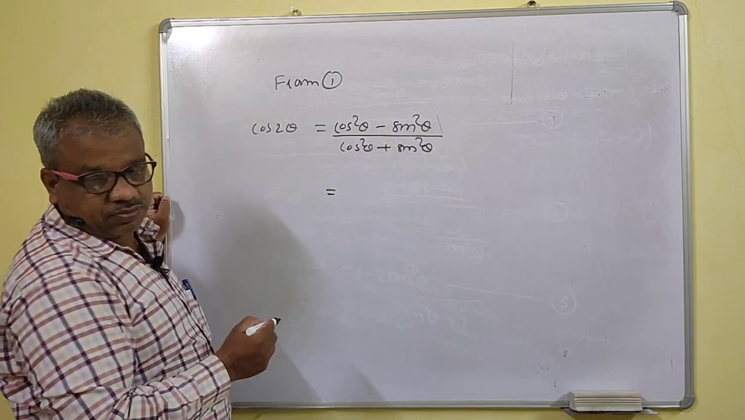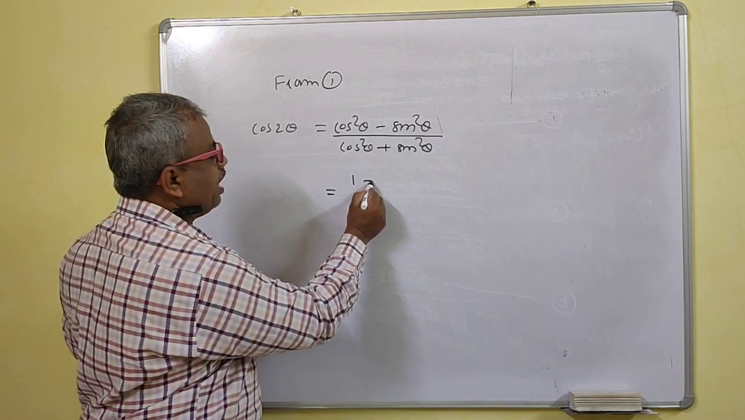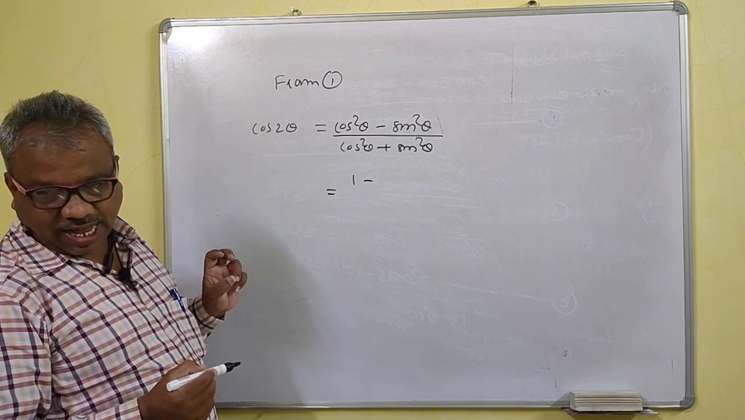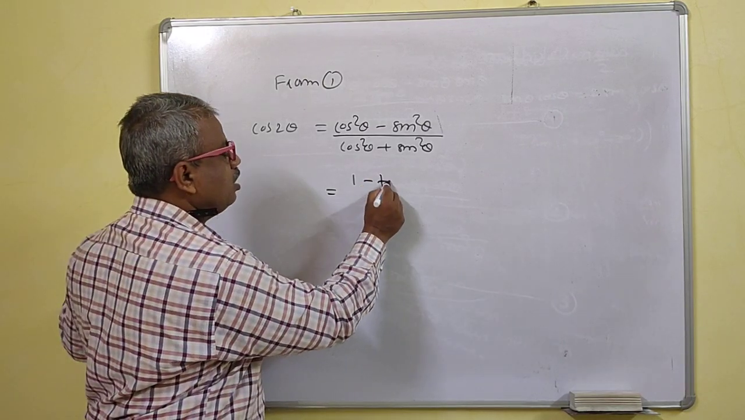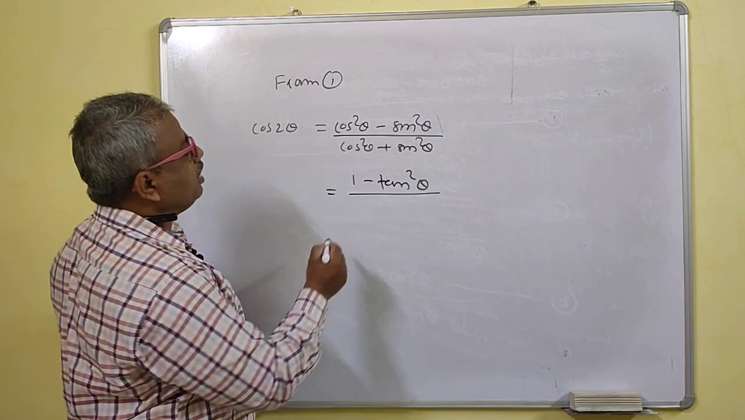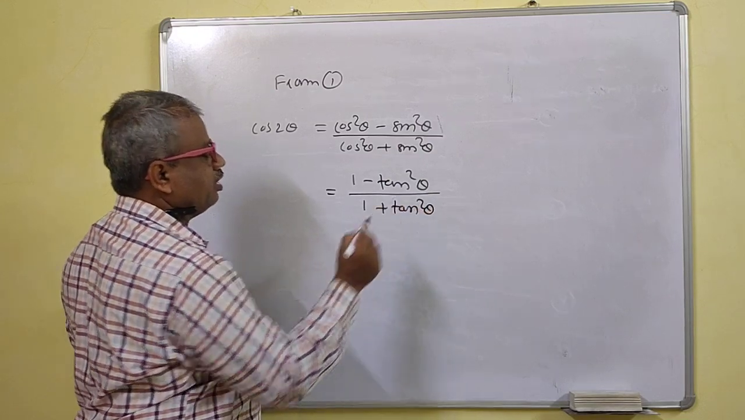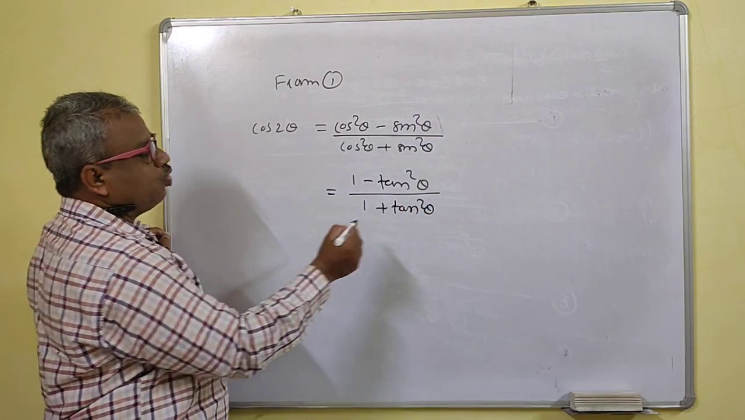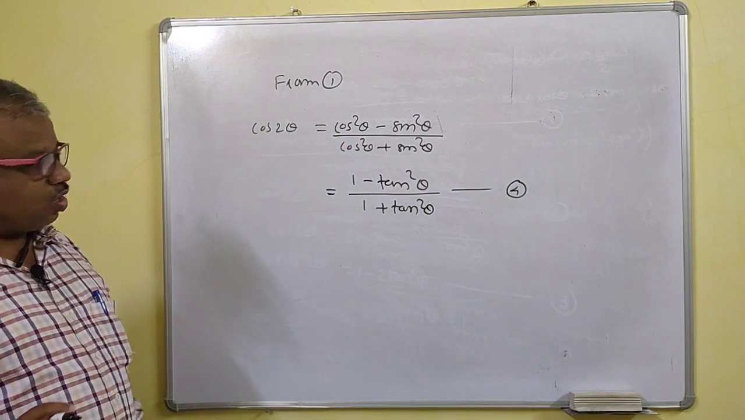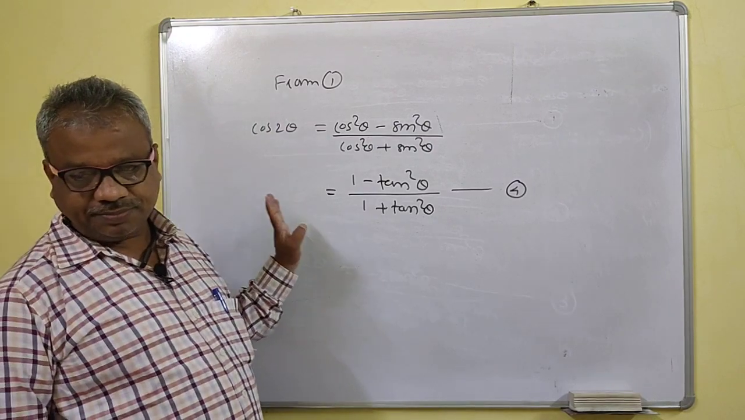Divide by cos square theta. Cos square theta upon cos square theta is 1. Then minus stays as it is. Sin square theta upon cos square theta: sin upon cos is tan, and the square is there, so this is tan square theta. And in the denominator, this is 1 plus tan square theta. So this is the fourth formula for cos 2 theta.